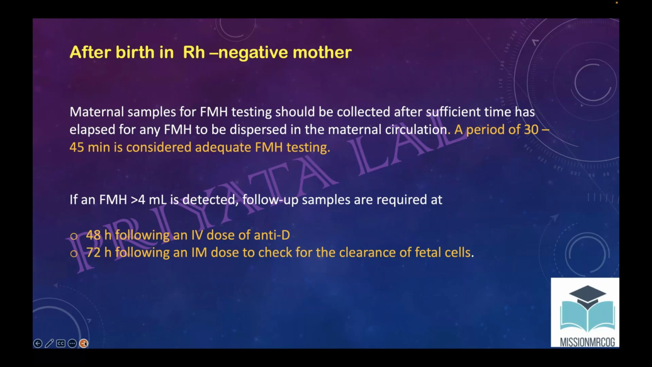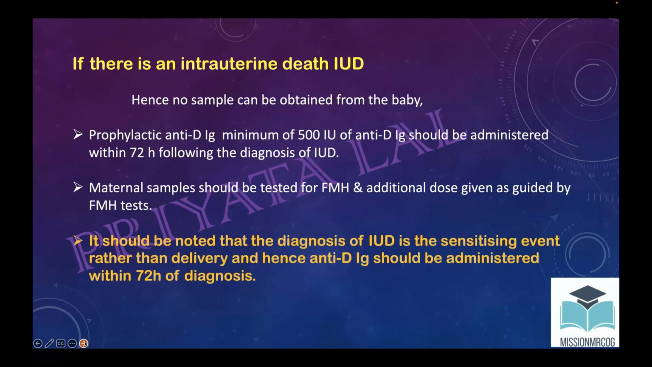Now this question you find in the exam; it is necessary for both Part 2 and 3. If intrauterine death is there, then a fetal sample cannot be taken, and intrauterine death itself is a sensitizing event. So whenever you see a patient with fetal death who is Rh negative, that should be considered a sensitizing event, and within 72 hours usually 500 international units of anti-D is to be given.